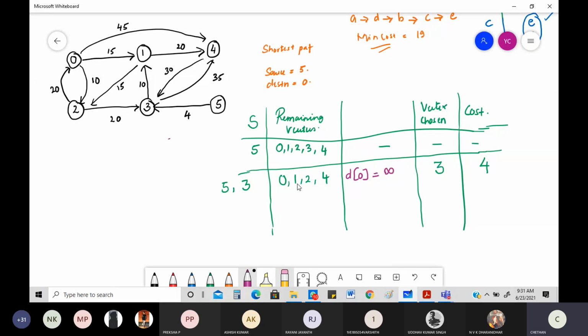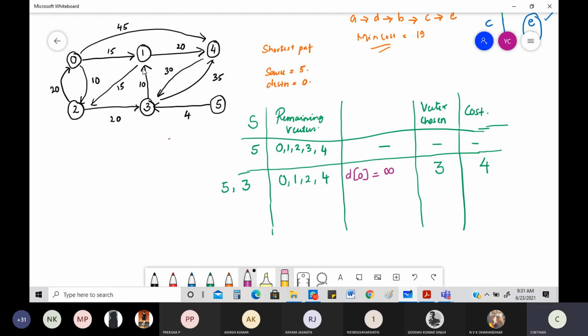Then for the remaining vertices, distance of 1. What is the distance if I can reach 1? See, I've already chosen 3. So what will be there? From here to here, 4. And obviously here to here, it is 10. Now, some people may be asking, why? What about 0 and all? See, I've only chosen 3. From 3, can I go to 0? No. So only I've put infinity.